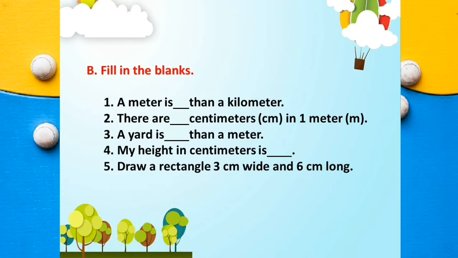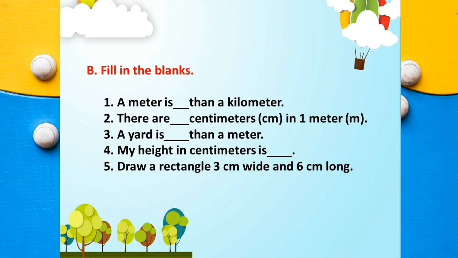Another activity, we have fill in the blanks, 1 to 5. A meter is blank than a kilometer. So there are blank centimeters in 1 meter. A yard is blank than a meter. My height in centimeters is blank. Draw a rectangle 3 cm wide and 6 cm long.